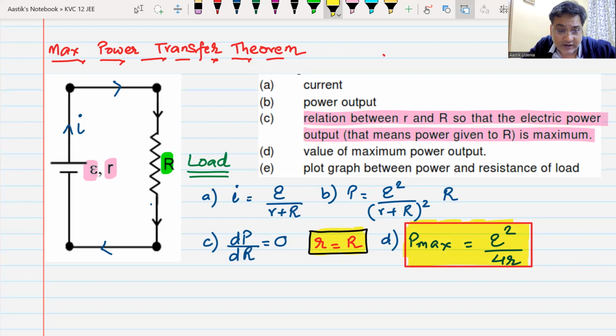The next thing is this graph, and remember this graph. This is how the graph looks like. Shall I move ahead?